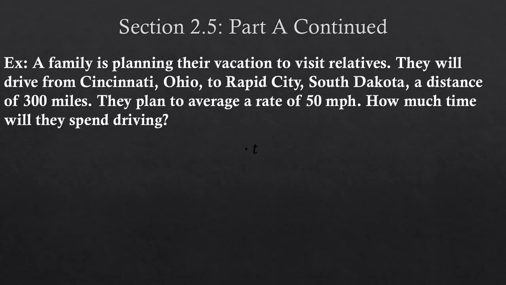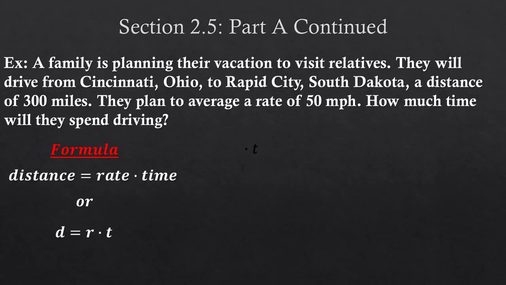Example: a family is planning their vacation to visit relatives. They will drive from Cincinnati, Ohio to Rapid City, South Dakota, a distance of 300 miles. They plan to average a rate of 50 miles per hour. How much time will they spend driving? Formula: distance equals rate times time, or D equals R times T.